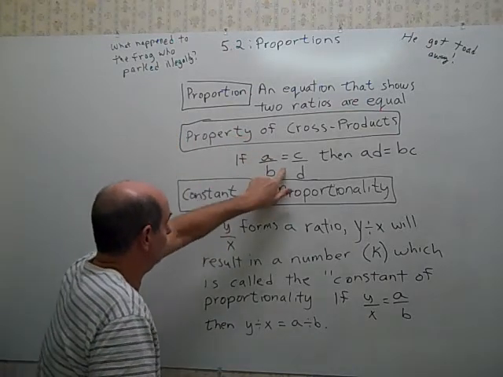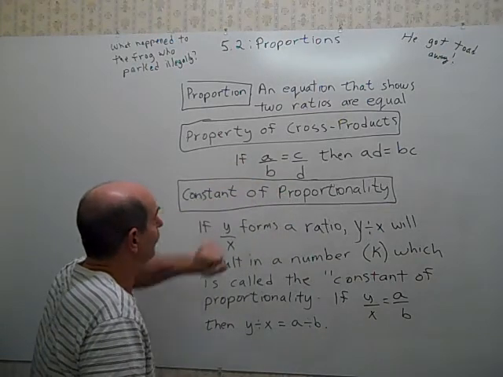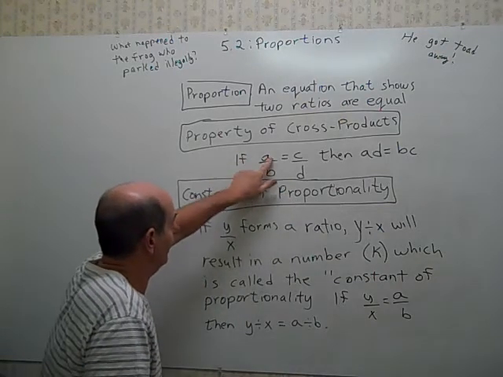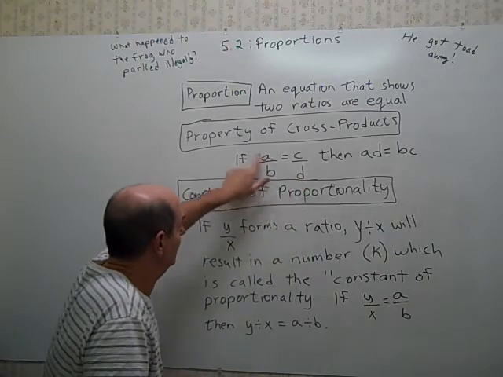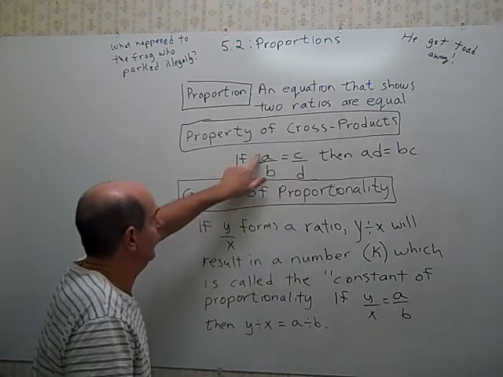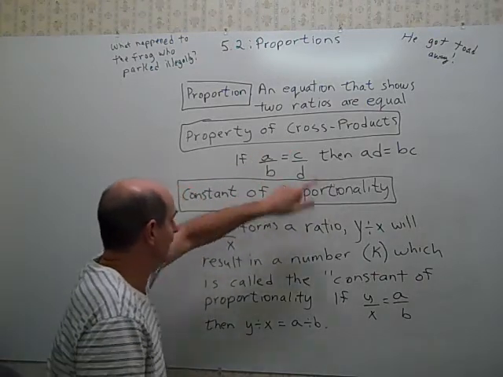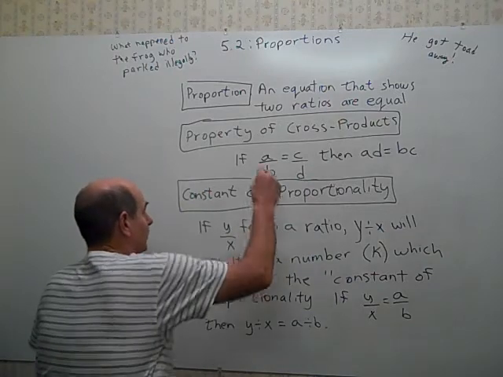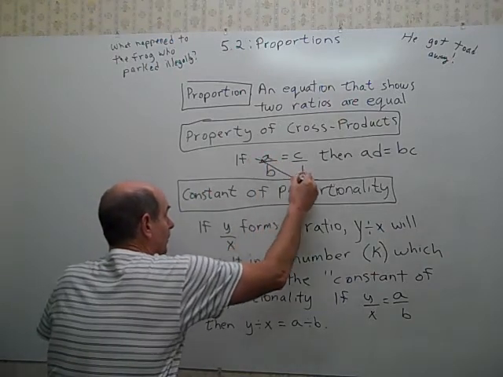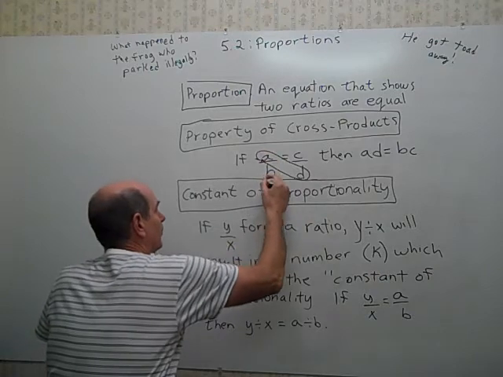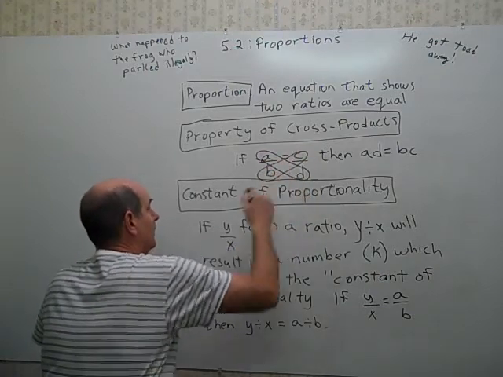If that is a true equation, the property of cross products says that you can multiply A times D, you're kind of going across here, that's where the cross comes from. A times D equals B times C. And actually, sometimes they draw little circles like this, or ovals, to group these terms together.